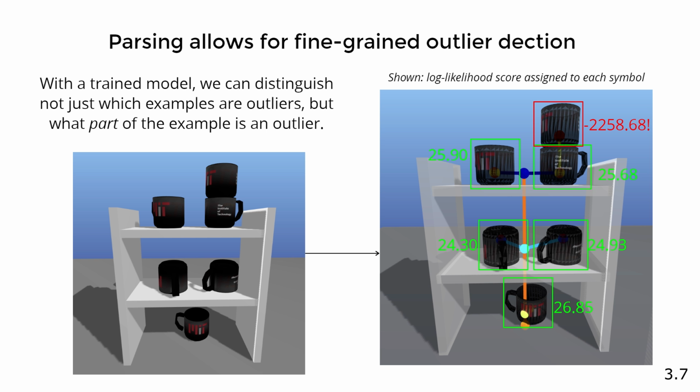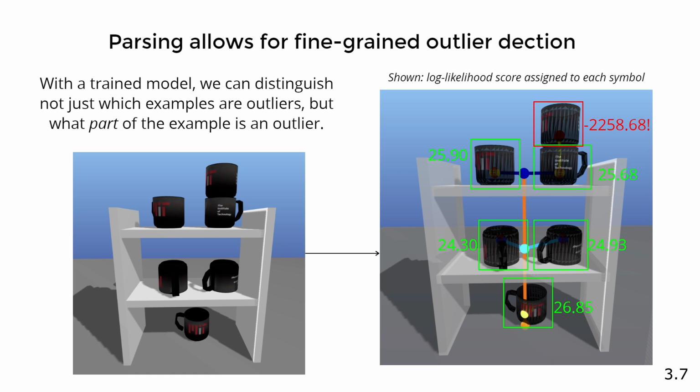Finally, we'd like to highlight a particular example use of this system in identifying outliers. When a scene is parsed, it produces an overall score, making it possible to tell if the scene is unusual with respect to the input dataset. But it also produces per symbol scores, making it possible to identify parts of the scene that are outliers and why. Here we show scores for each mug in a rack. It's clear to the model that the adversarially stacked mug on the top is unusual because it's too high off the rack.